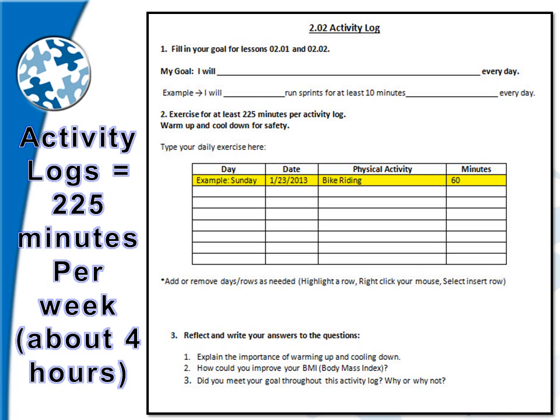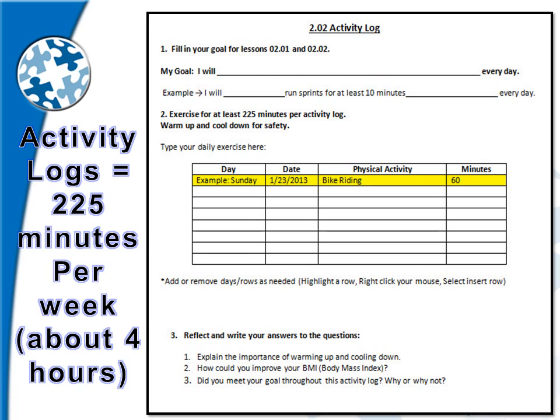Next, I would like to talk about your activity logs. You are required to do 225 minutes a week, which is about 4 hours. Most of your activity logs are going to look very similar to this one. Couple things to point out. At the very top on each activity log, you are asked to fill in a goal for the week.